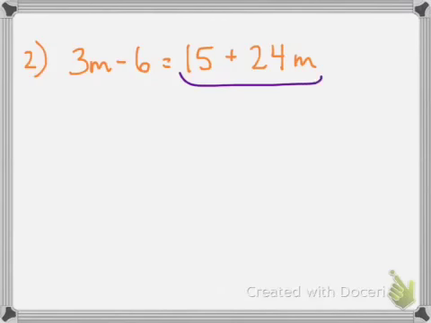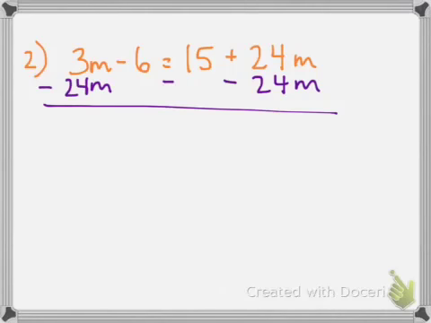On my right side, again, I can't combine them because they're unlike terms. So step 3, get the variable terms on one side. So I want to get rid of this positive 24m. So I do minus 24m from both sides. So minus 24m. Bring down my equal sign.